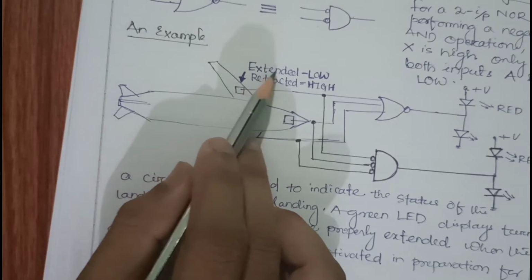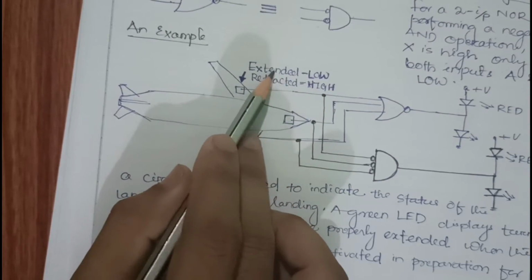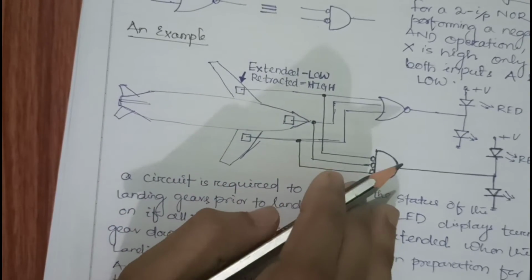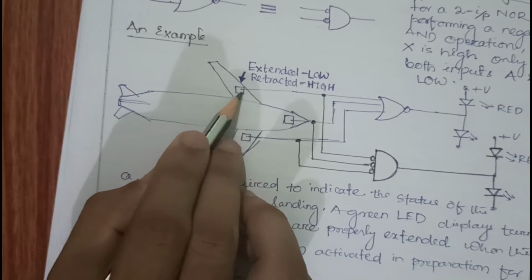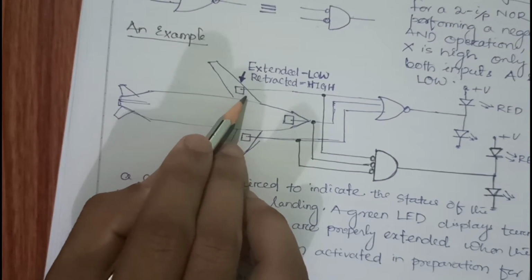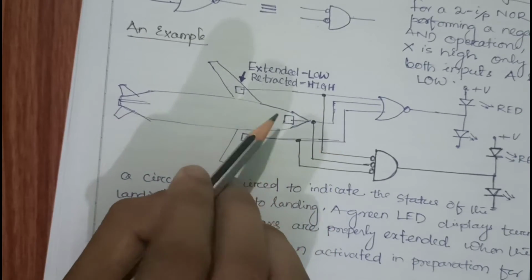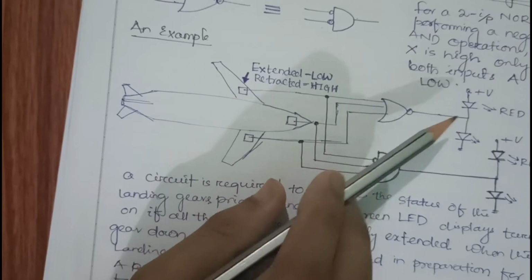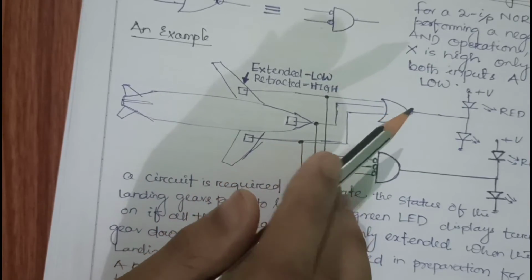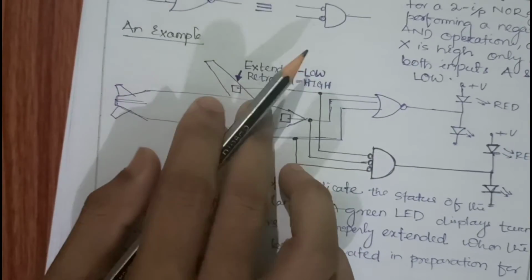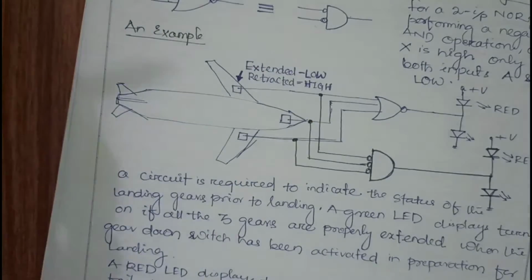When it is extended, it will give me value 0. Extended means it is ready to land on the surface. When they are retracted, this side is not ready to land on the surface. Means if the plane lands, then there might be a crash. So accordingly this indicator will glow. Accordingly the pilot will adjust the gears that are present over here.